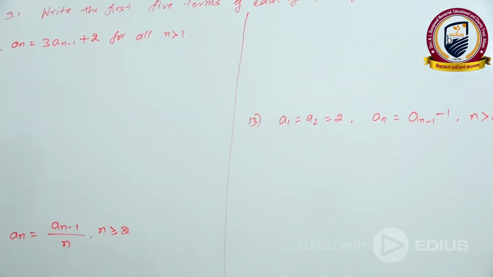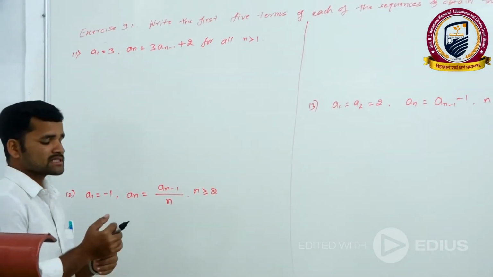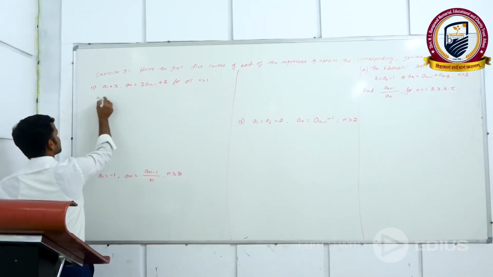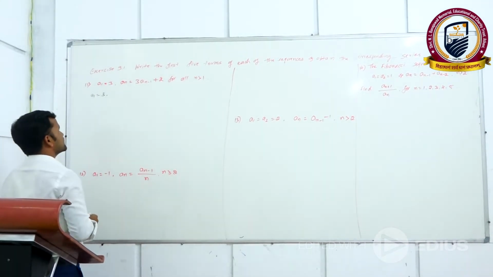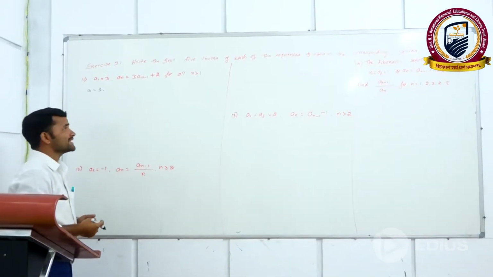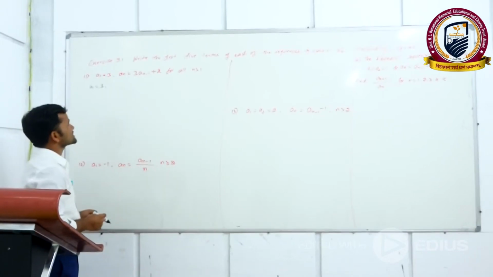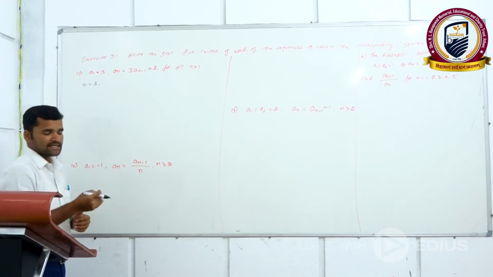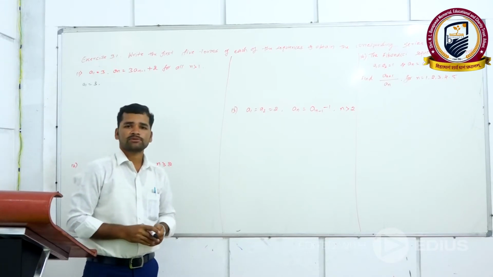Coming to the problem number 11, a1 is equal to 3, that is first term is already given to you. a1 is equal to 3, fixed one. Now coming to the second problem onwards, they have defined a general term an is equal to 3 times a subscript n minus 1 plus 2 for all n greater than 1. If n is greater than 1, then we can use this general term.